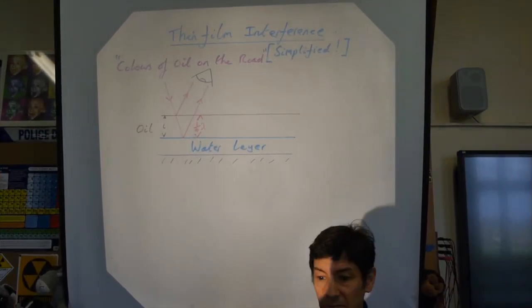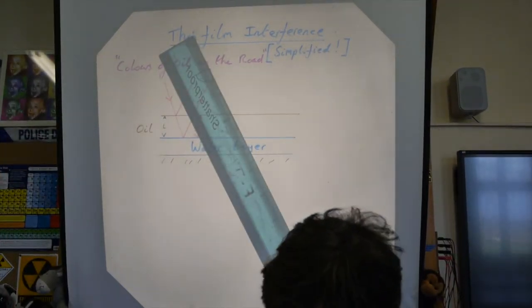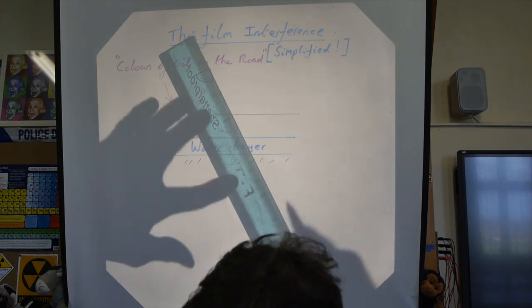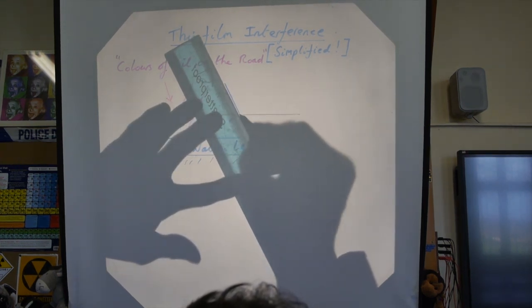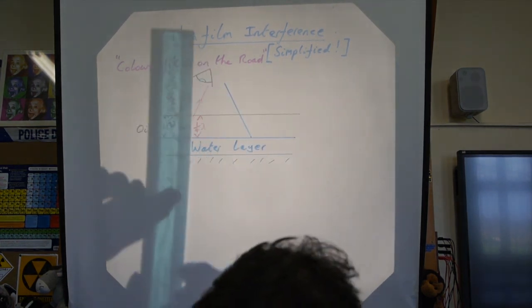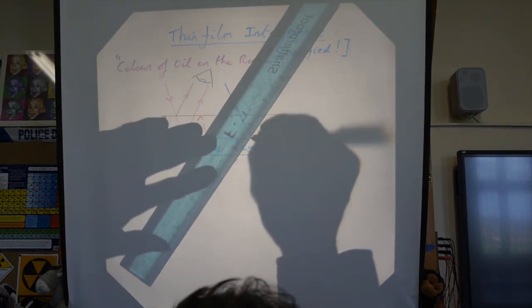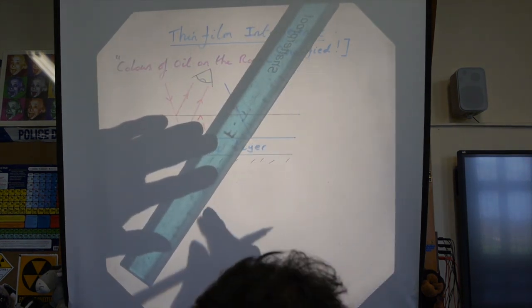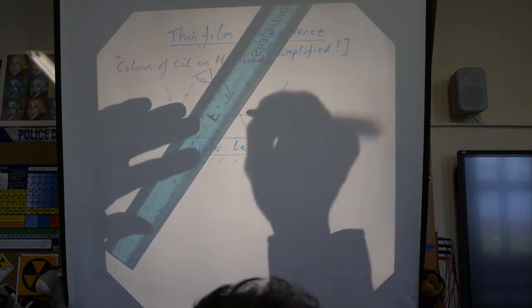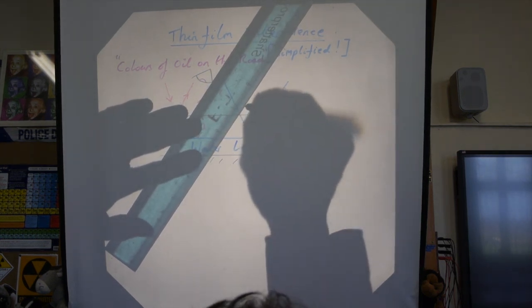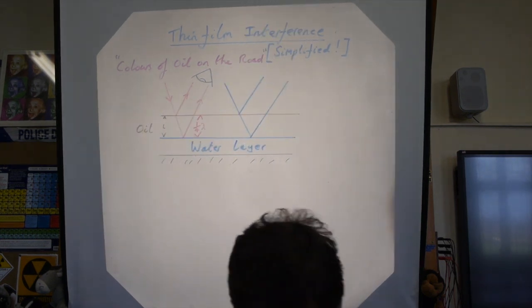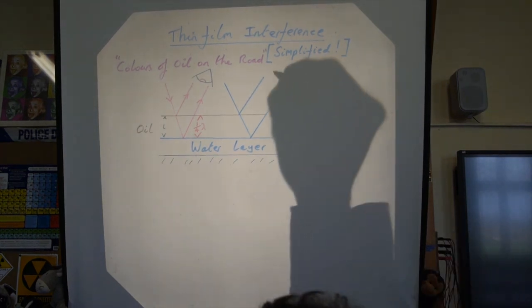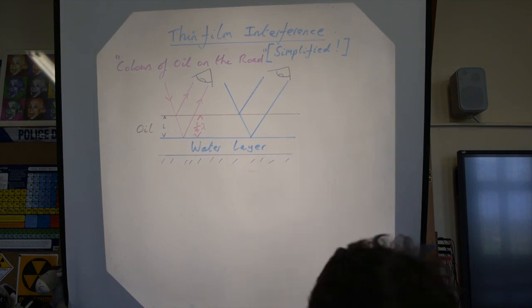Okay, so let's shine some blue light in. That blue light is going to come from the sun, and we'll do exactly the same process. In goes the blue light, reflects off the water layer, and out it comes, and that's going to go into your eye. And you also get some reflection off the oil layer. So I'll draw the eye here.